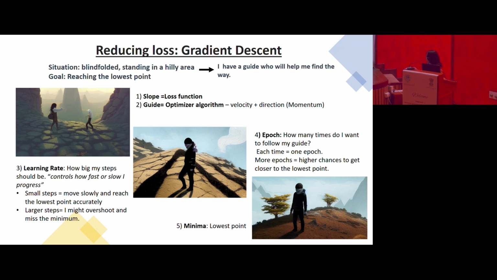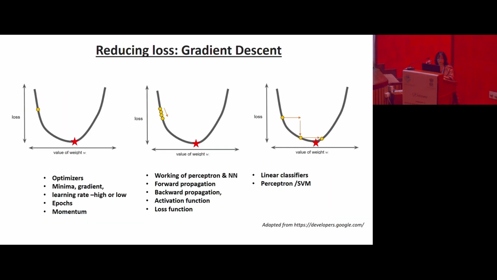Then comes the epoch, that is, how many times do I want to follow my guide? Each time is equal to 1 epoch. So the more epochs, the higher the chances to get closer to the lowest point. Then finally, we have minima, that is the lowest point, which is the desired point.